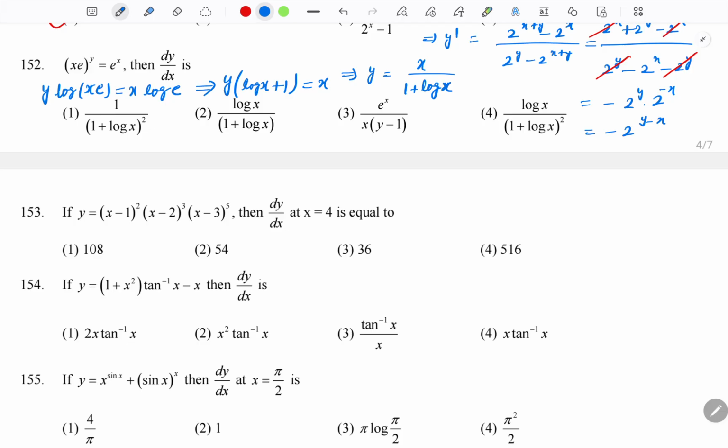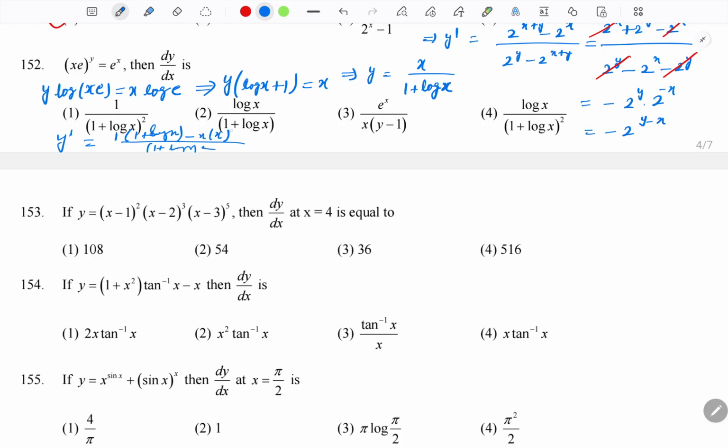There are two options possible. It is v by y, right? v square will come, either this one or this one. We will see which one it will be. Now if I differentiate with respect to x, I will try to finish the calculations here. y dash equals, upside, x is 1 times 1 plus log x, minus x times the derivative of 1 plus log x, which is 1 by x, dividing by 1 plus log x whole square.